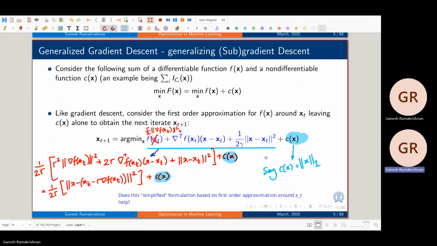What is it saying? It is 1 upon 2 gamma the distance between x and the previous iterate, square distance, plus Cx. Okay. So maybe it's starting to look intuitive, and maybe you could have started with this also, right? So what am I doing? I'm just going to simplify this or make it look a little bit more intuitive.